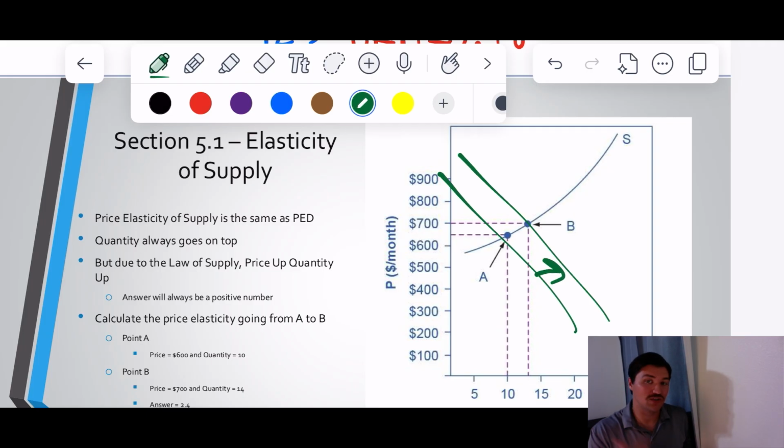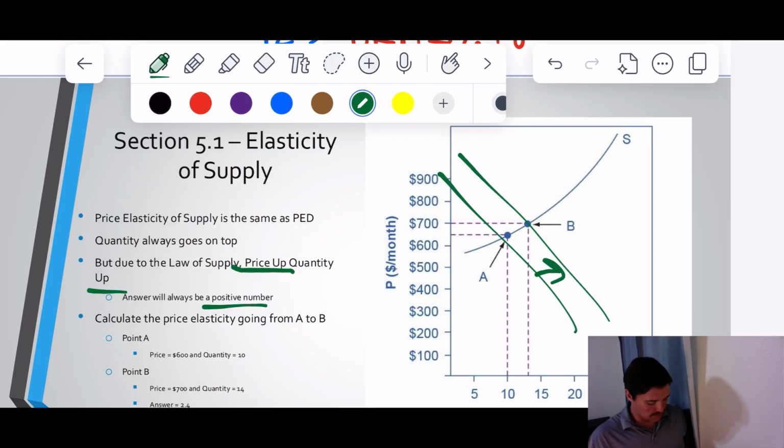You're still doing new minus old divided by old for both, but now because of the law of supply, which says price is up, quantity up, your answer is always a positive number. So now you don't have to worry about changing it. So now if you got a 0 point something calculation, less than 1, still inelastic. If you got greater than 1, that is elastic. And if you got equal to 1, that is unit.